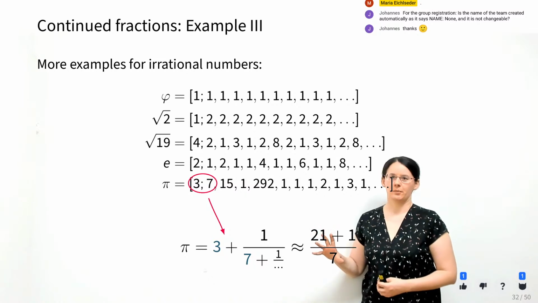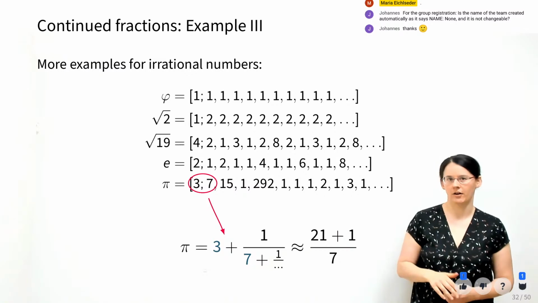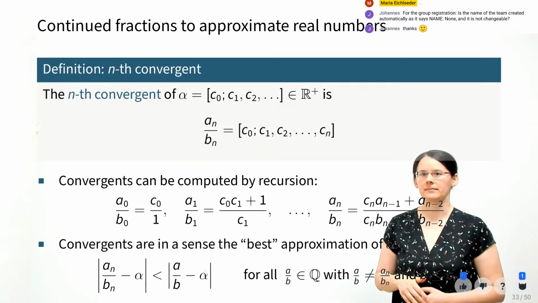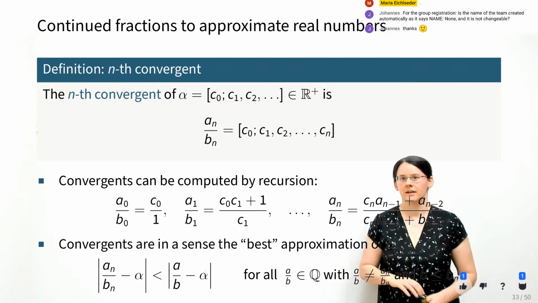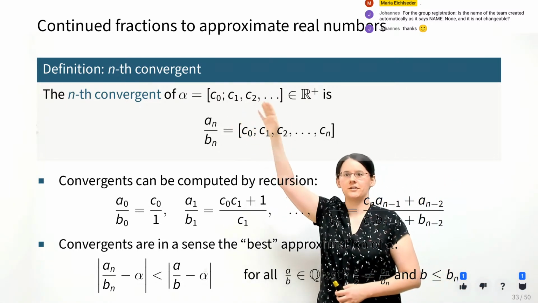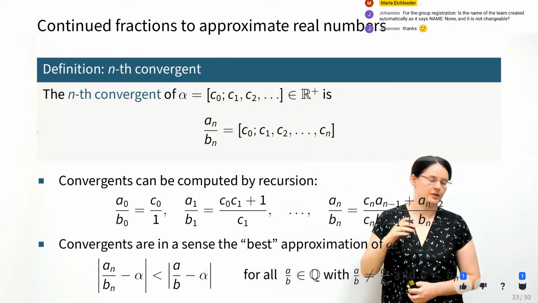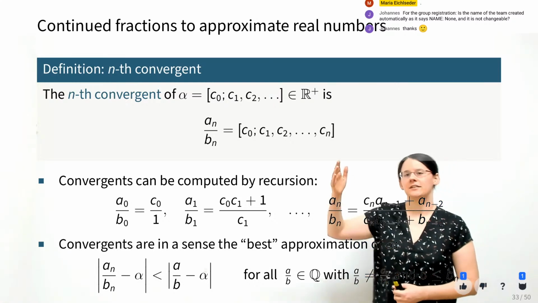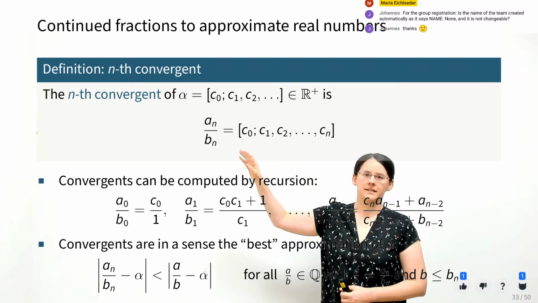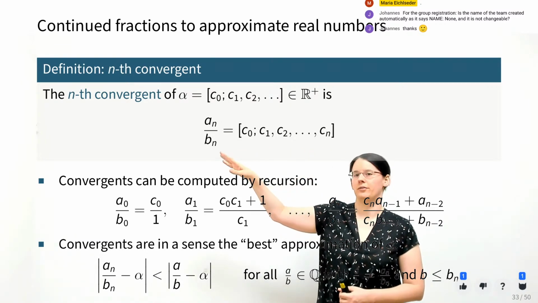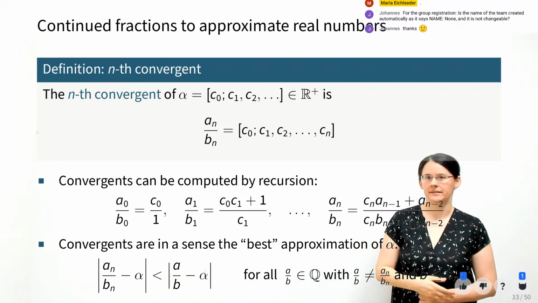So this is apparently an approximation, and if I would go further here, I would get a more precise approximation of my number. And these approximations are called convergents. So if I have some number with a possibly infinite continued fraction expansion, and I cut it off at some point, I get a convergent. And this convergent can then be converted into a rational number, a_n divided by b_n.